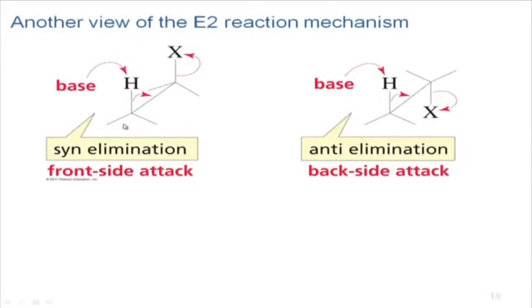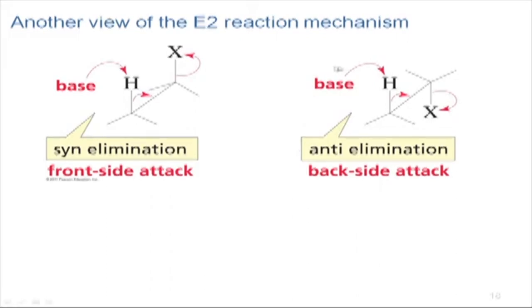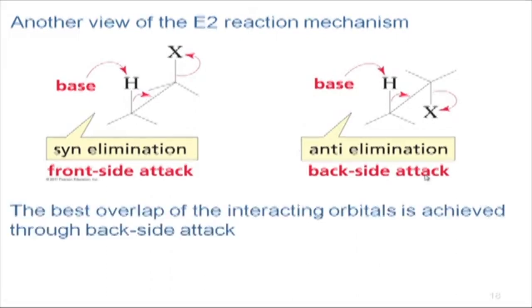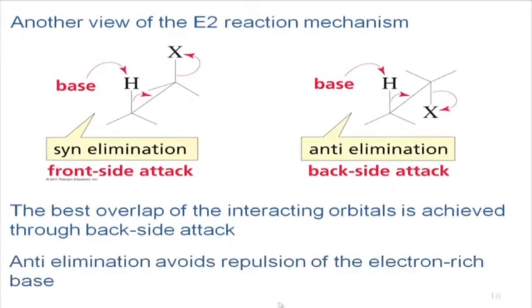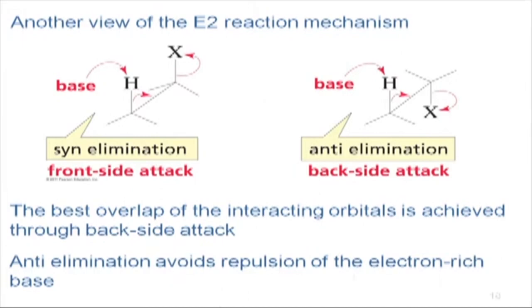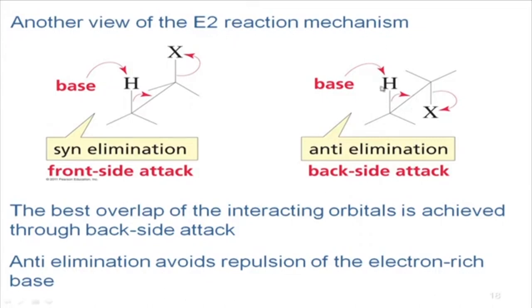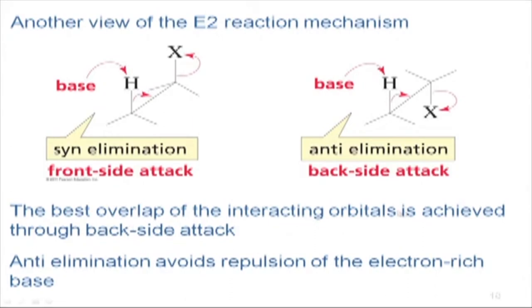So that may disfavor this front side attack or the syn elimination. On the other hand, in anti elimination, you don't face that problem, because the X is on the other side, on the anti side. Okay, so that is one aspect. Anti elimination avoids repulsion of the electron rich base with the leaving group, that means the X. And the other more important thing is that in anti elimination, the best overlap of the interacting orbitals is achieved through backside attack. The best overlap is achieved through backside attack.